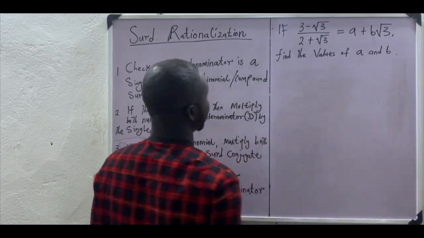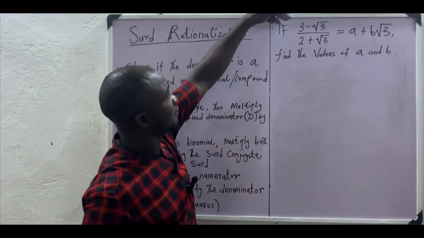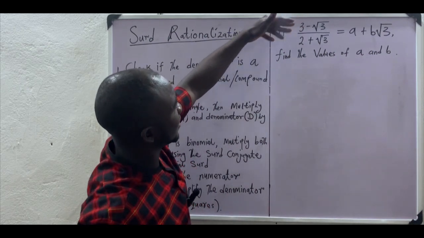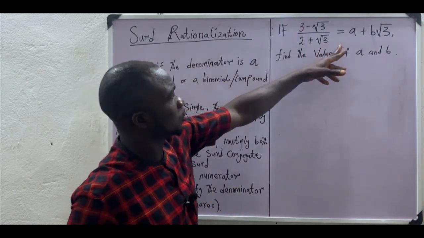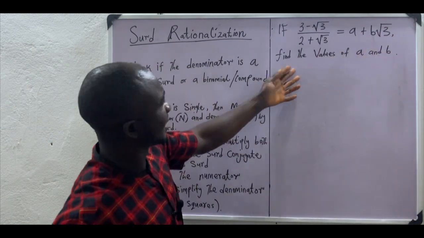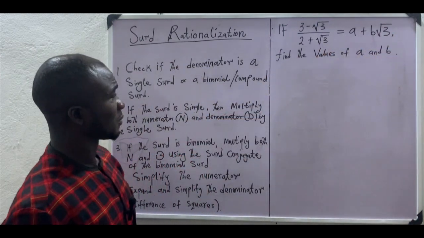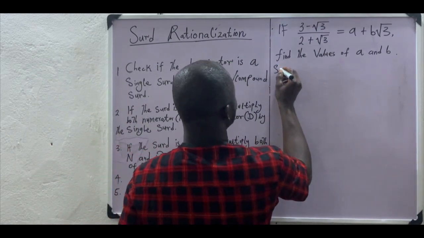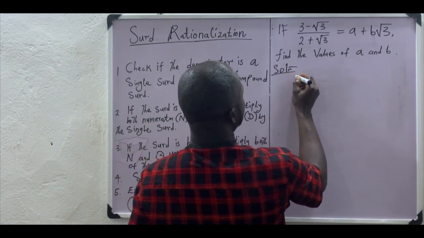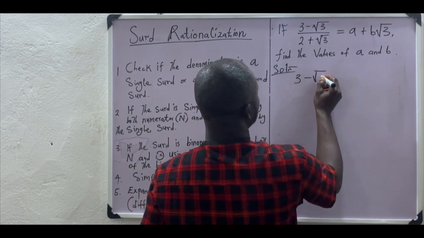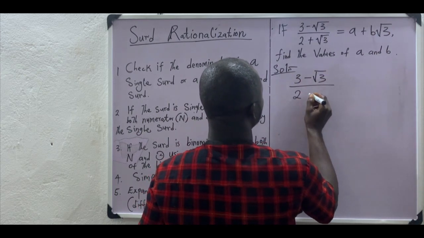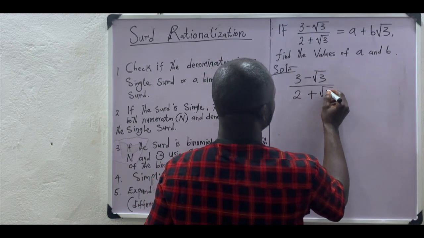Now let's use this example to see if we can use these steps to rationalize the given surd. It says if 3 minus root 3 divided by 2 plus root 3 is equal to a plus b root 3, we should find the values of a and b. First of all, the question says 3 minus root 3 divided by 2 plus root 3.